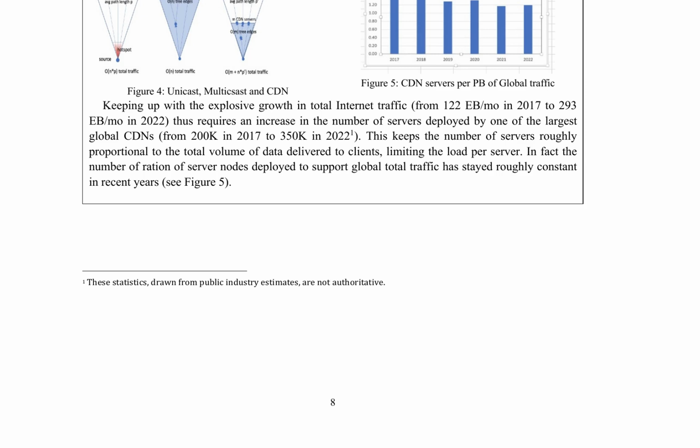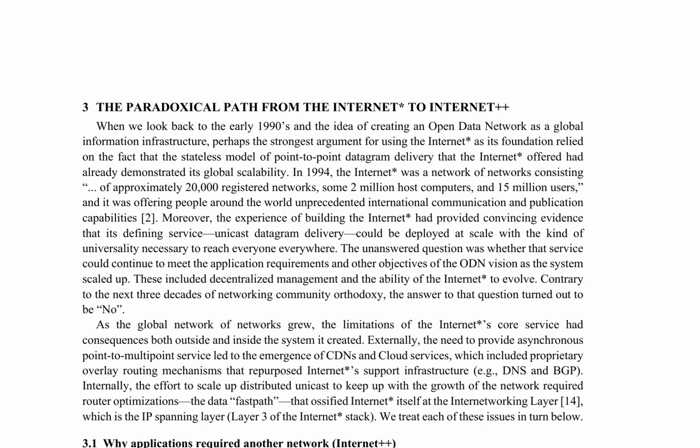The Internet was initially considered a suitable foundation for an open data network due to its demonstrated global scalability and stateless model of point-to-point datagram delivery. However, as the network grew, limitations of this core service became apparent, leading to the emergence of content delivery networks, CDNs, and cloud services. These services repurposed Internet support infrastructure, such as DNS and BGP, to provide asynchronous point-to-multipoint services.